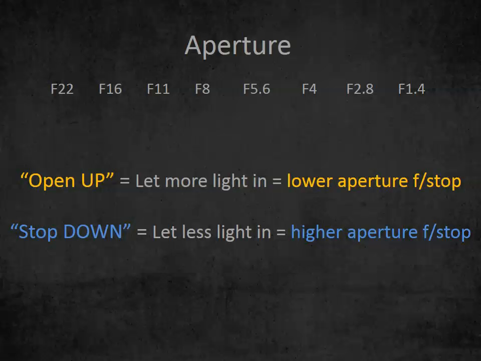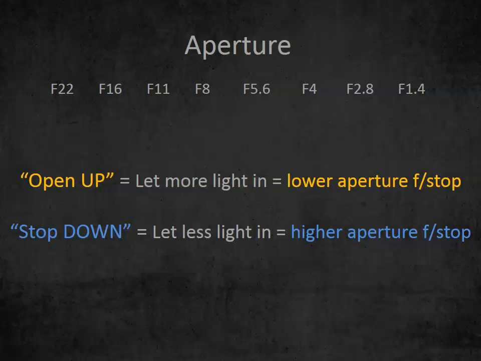So the aperture, these are settings that would be among different lenses, and every lens is different. There are more expensive lenses that let a lot more light in. There are more economical lenses, which become more of a challenge in low light situations because they don't let as much light in. But these are the settings that represent how much light.